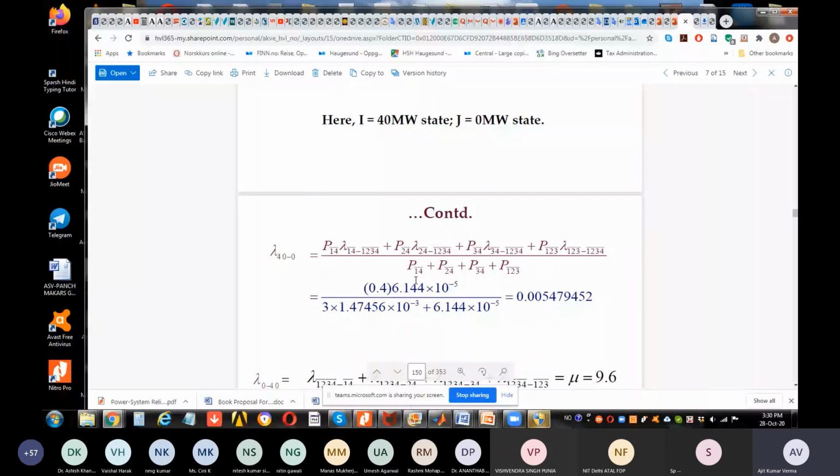Okay. So you can see here 1, 4, 2, 4, and 3, 4, these probabilities are same. So 3 into this plus probability of 1, 2, 3, which is 6.144, which is the same probability which is used here in this calculation. So in the numerator, you have the failure rate in the last term and the probability of 1, 2, 3 failure. So that's 6.144. Here also 6.144. So you get 40 to 0. This is the transition rate.